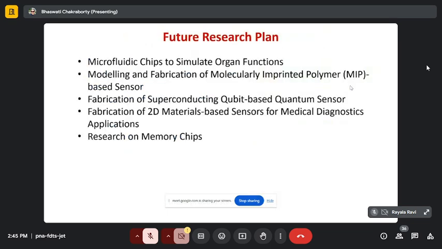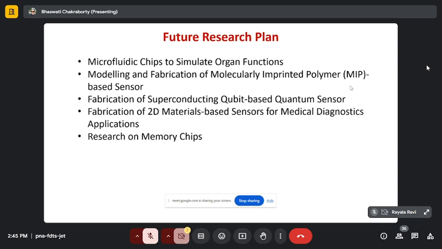In future, I would like to explore some topics. First of all, I have some plans to explore microfluidic chips in order to simulate organ functions. Especially, I would like to realize vascularization of cancer organoids. I would like to explore that.